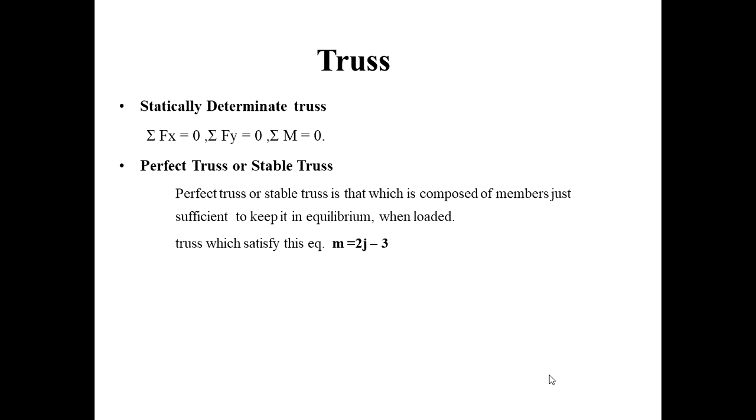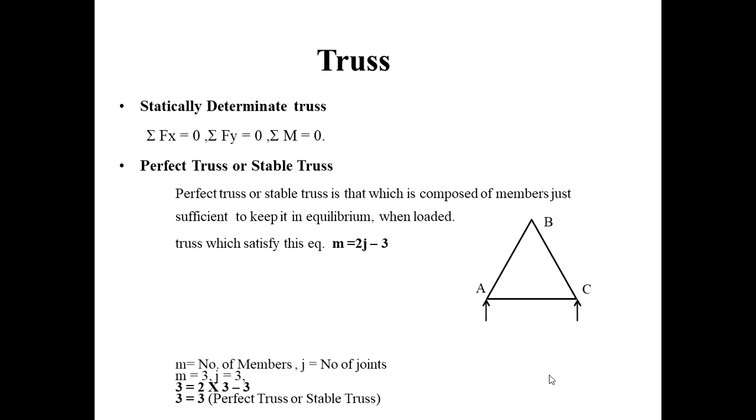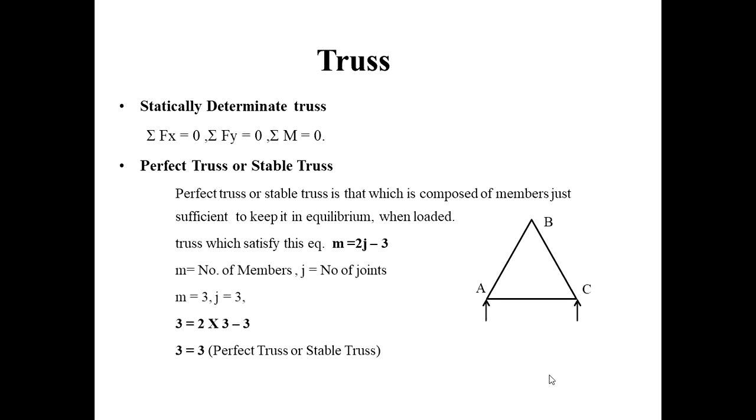Then next, perfect truss or stable truss. Perfect truss or stable truss is that which is composed of members just sufficient to keep it in equilibrium when loaded. Means this equation is satisfied, that is m is equal to 2j minus 3, where m is equal to number of members, j is equal to number of joints. So let us see one example. An ABC truss. The number of members in this truss is 3, AB, BC and AC. M is equal to 3 and J is equal to 3, that is A joint, B joint and C joint.